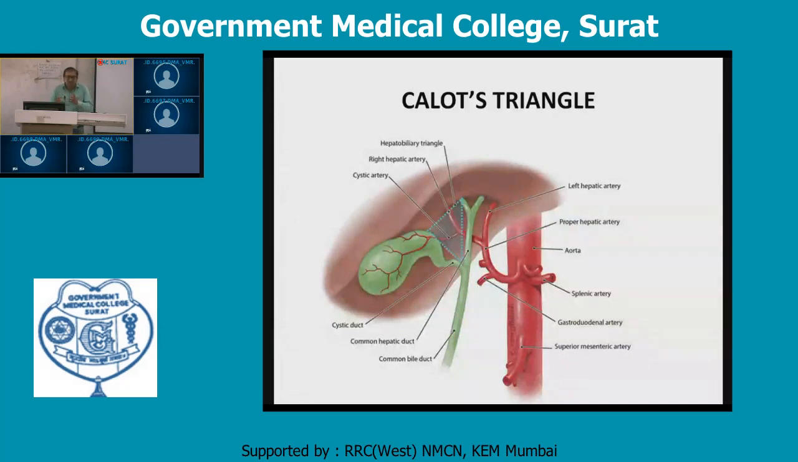Now here one can see that through this triangle the cystic artery passes. In this figure only the cystic artery is seen, otherwise the cystic vein as well as certain cystic lymph nodes, as well as an accessory hepatic duct, if it is there.